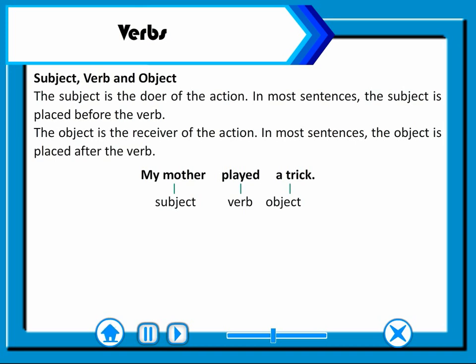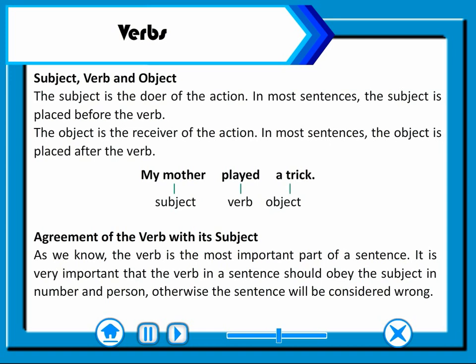Subject, verb and object. The subject is the doer of the action. In most sentences, the subject is placed before the verb. The object is the receiver of the action. In most sentences, the object is placed after the verb. My mother played a trick. My mother, subject; played, verb; a trick, object.